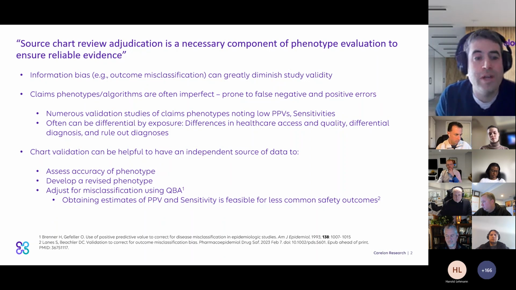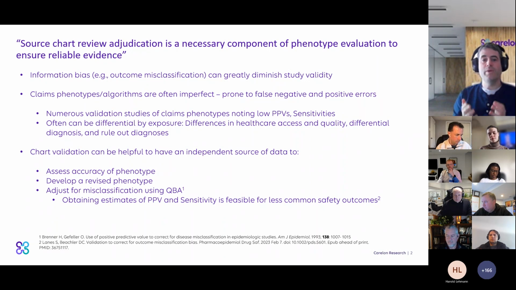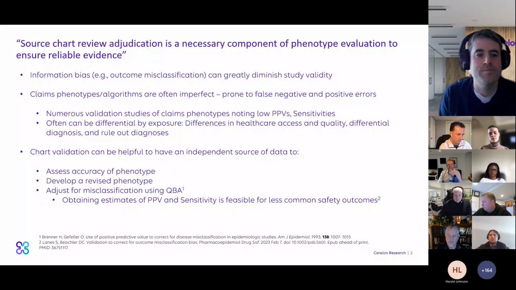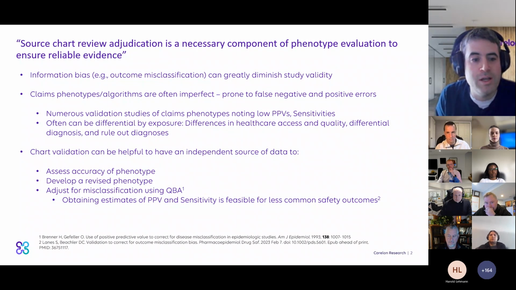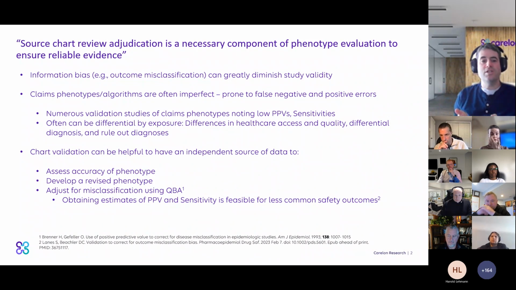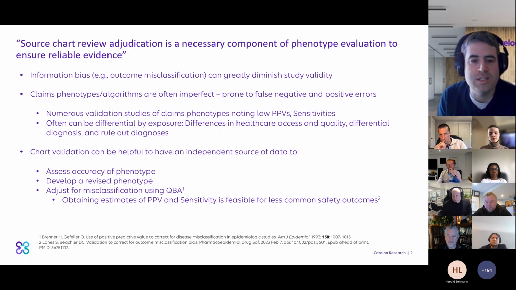And chart validation in brief is helpful because it's an independent source of data outside of the claims data that can do a few things. It can assess the accuracy of the phenotype. You can develop a revised phenotype within that validation study, especially if you're designing in a specific way. And it's maybe not as commonly done as of yet, but you can certainly use data from validation studies to, in your comparative study, adjust for that misclassification, that information bias, using quantitative bias analysis techniques.